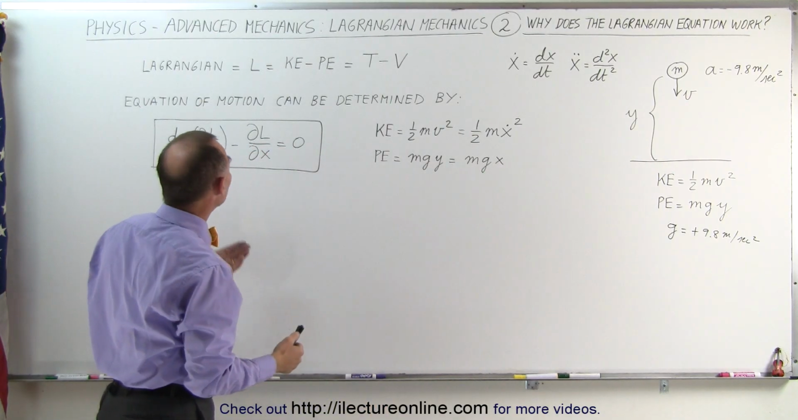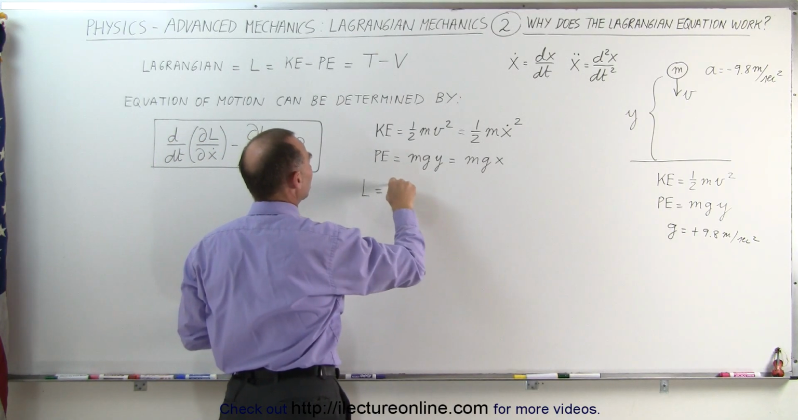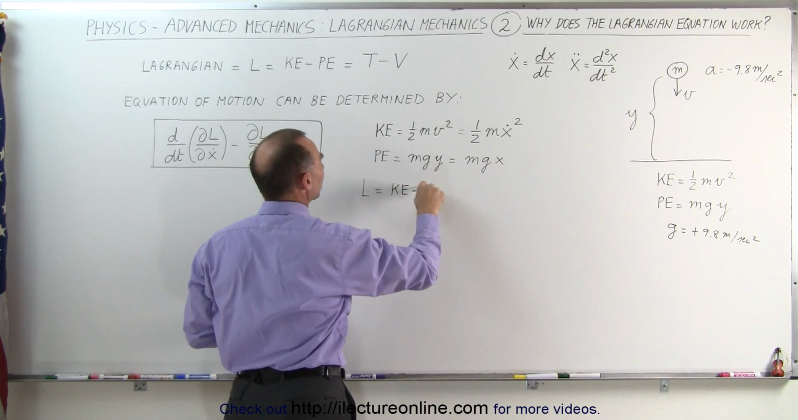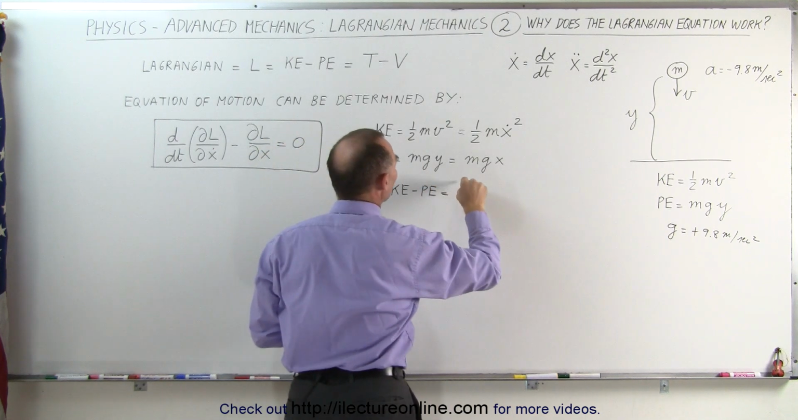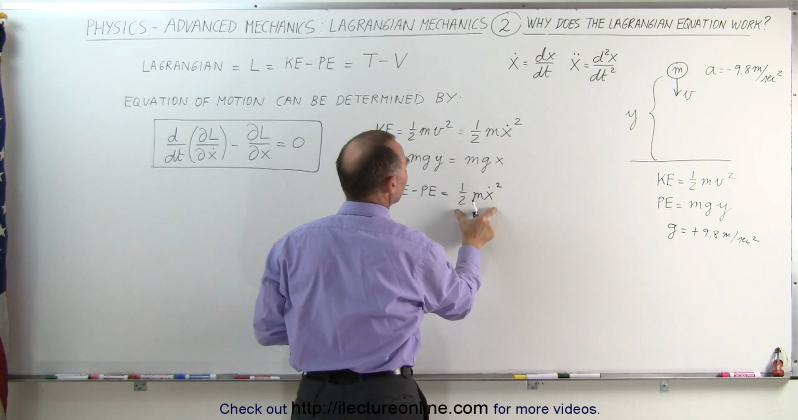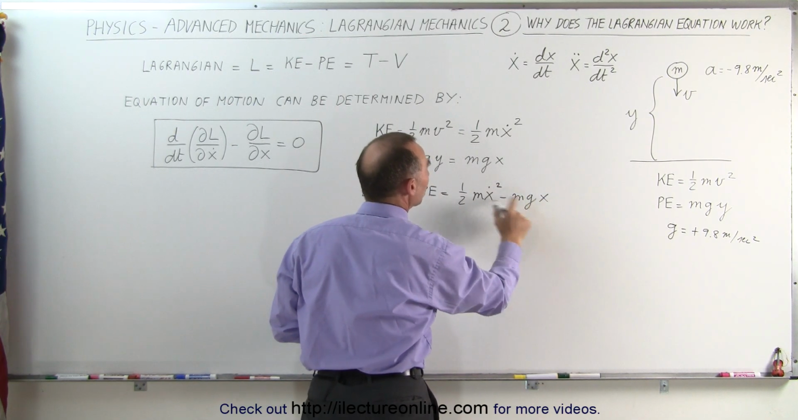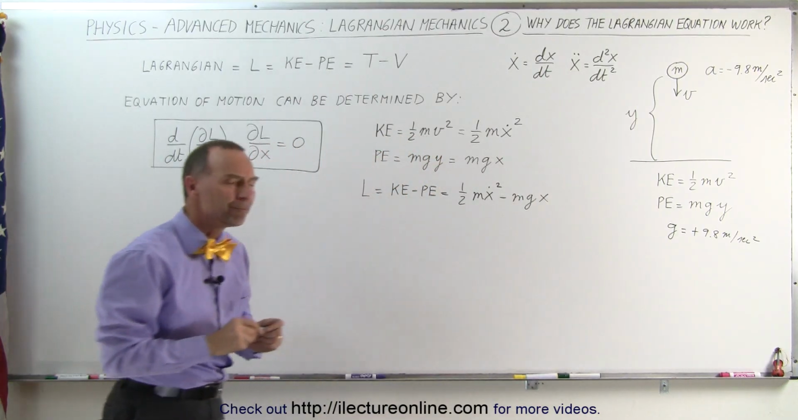Now, the Lagrangian is simply the difference between those two. We can say the Lagrangian is equal to the kinetic energy minus the potential energy, which is equal to 1/2 m x dot squared, that's the kinetic energy, minus mgx, which is the potential energy, again in generalized coordinates.